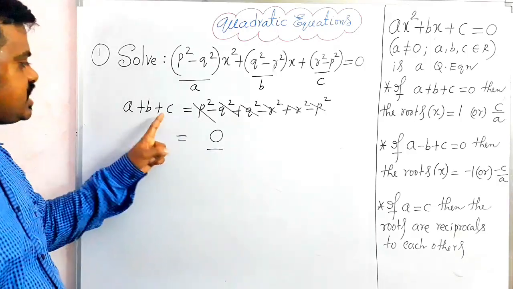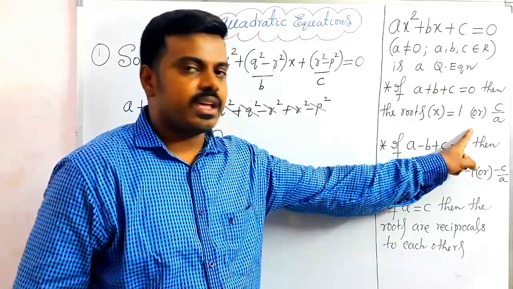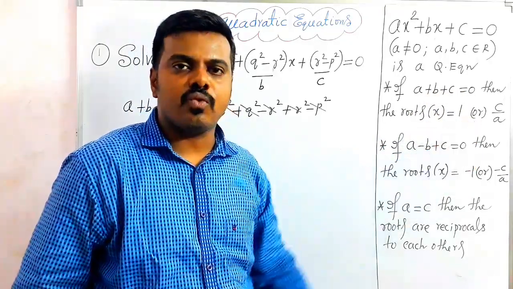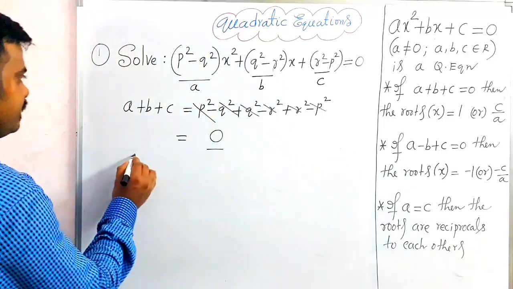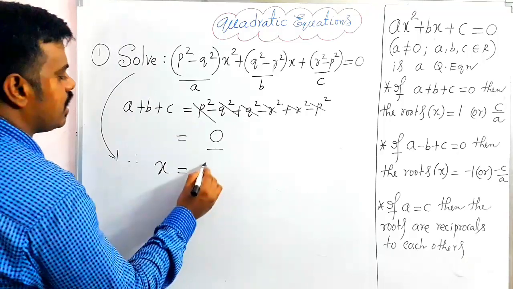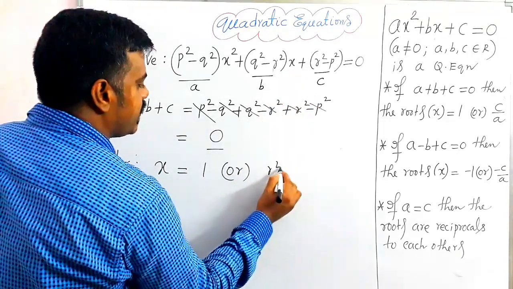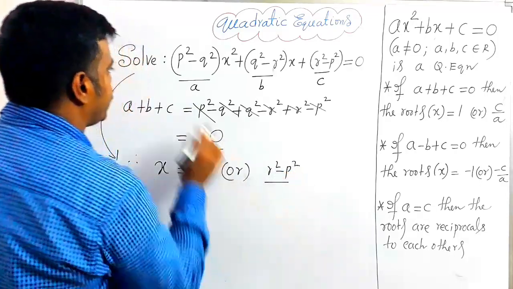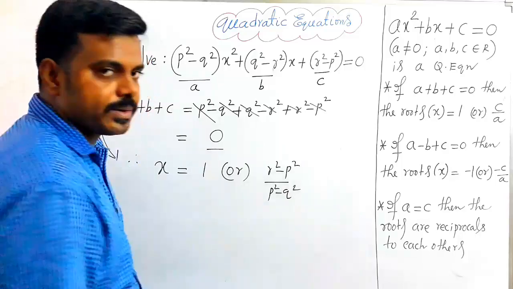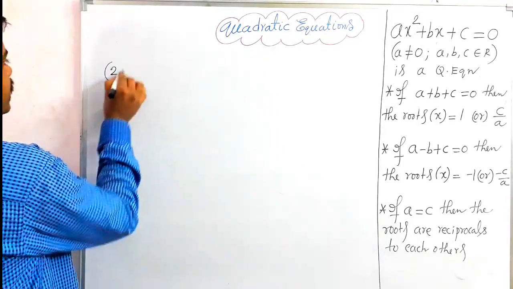Then a plus b plus c is equal to 0. Obviously we can say here, if a plus b plus c is equal to 0, the roots are 1 or c by a. Therefore, for this quadratic equation, the roots are 1 or c by a. C is nothing but r square minus p square, and a is nothing but p square minus q square. Now let us take one more example.